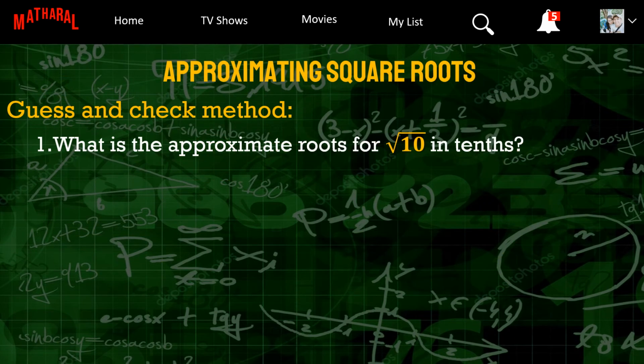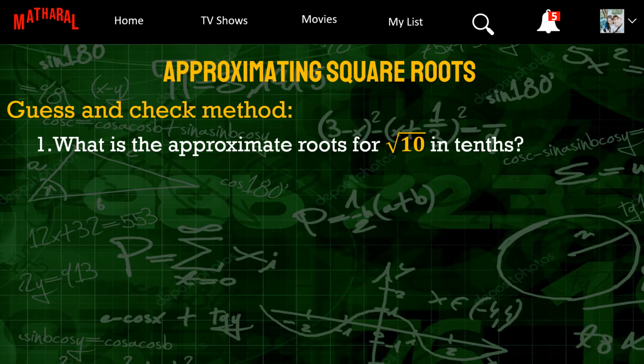So now, we're now on approximating square roots. The knowledge of our previous slides discussions is very useful here on how to approximate square roots. So, some of us might use the trial and error, but it is proper to use the guess and check method. So, the first example here, or the first problem here is, what is the approximate root for square root of 10 in tenths? So, there is a one digit right after decimal point.